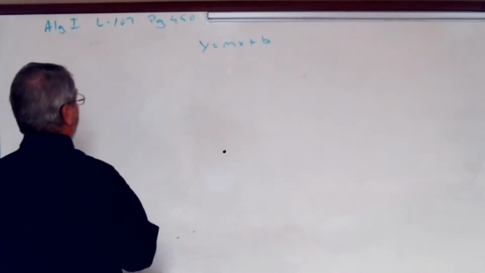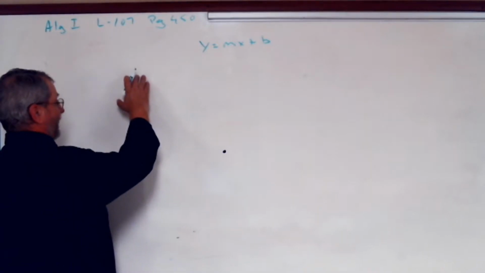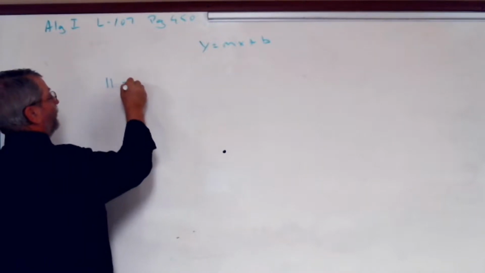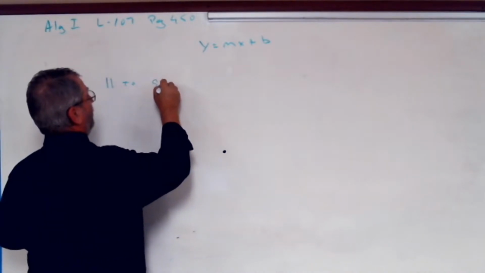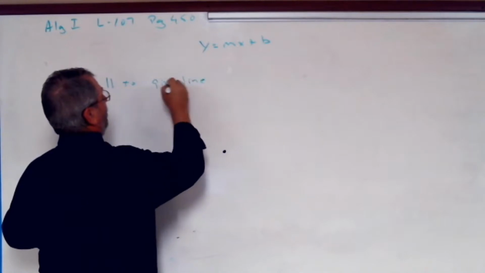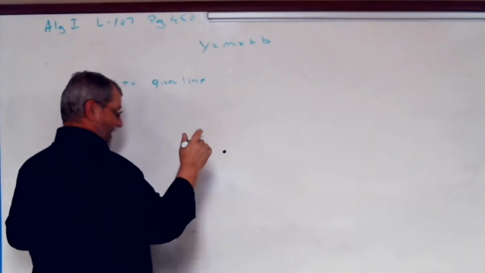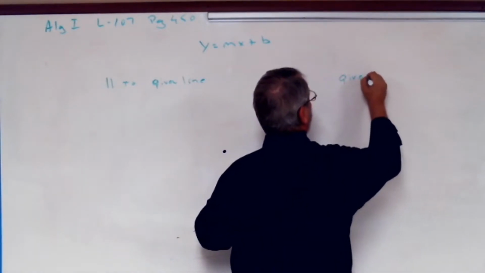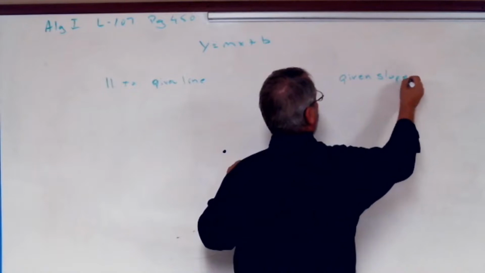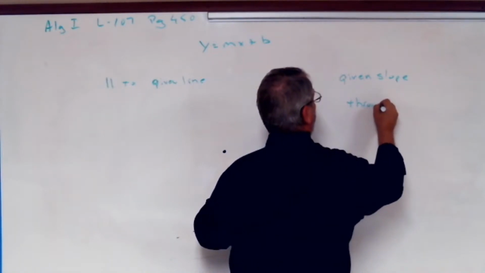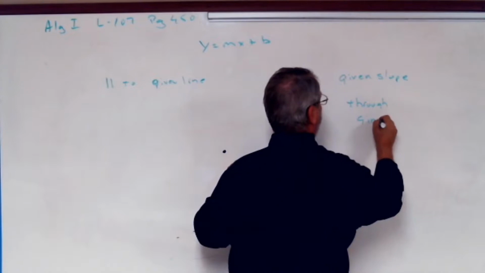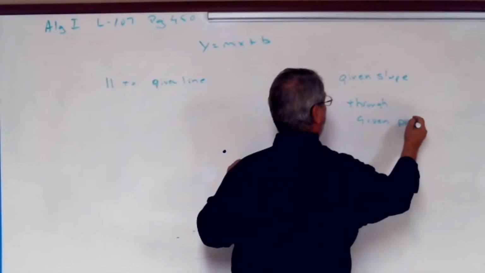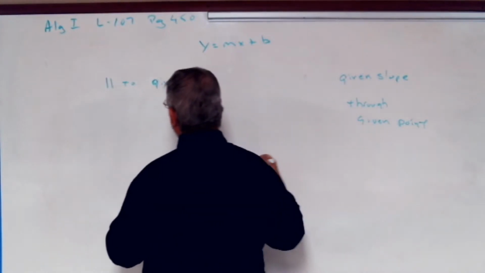Two things here. We're going to find the equation of a line parallel to another line. So we want a line parallel to a given line. And then we want the equation of a line with a given slope through a given point. All right, both very, very easy.